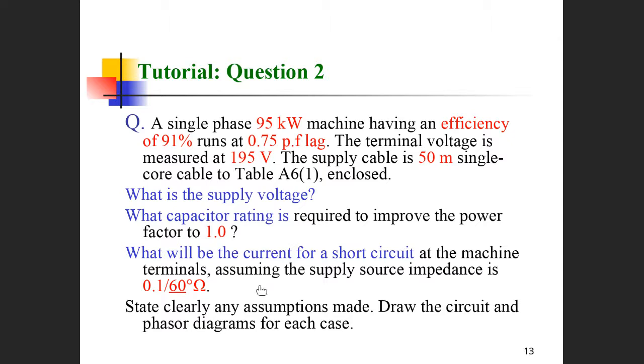The third part is that, suppose the load impedance is zero, that means a short circuit occurred at the machine terminals. Then it just includes the internal impedance of the machines and the cable impedance. Then there is a so-called short circuit. In that case, the source impedance is very important, which limits the short circuit currents.